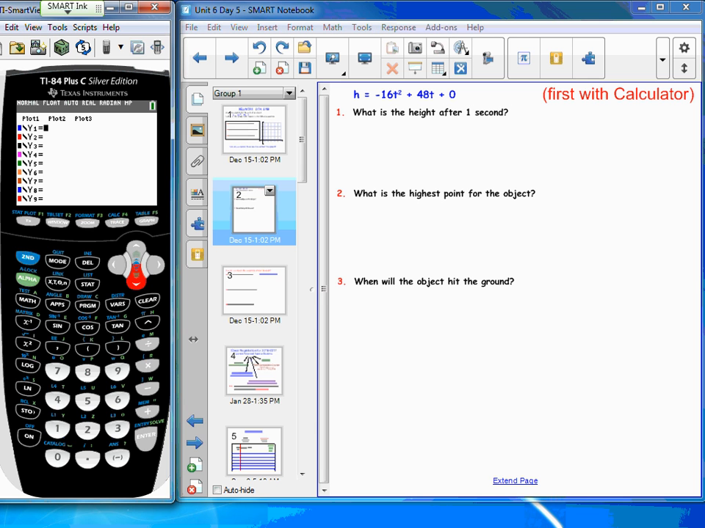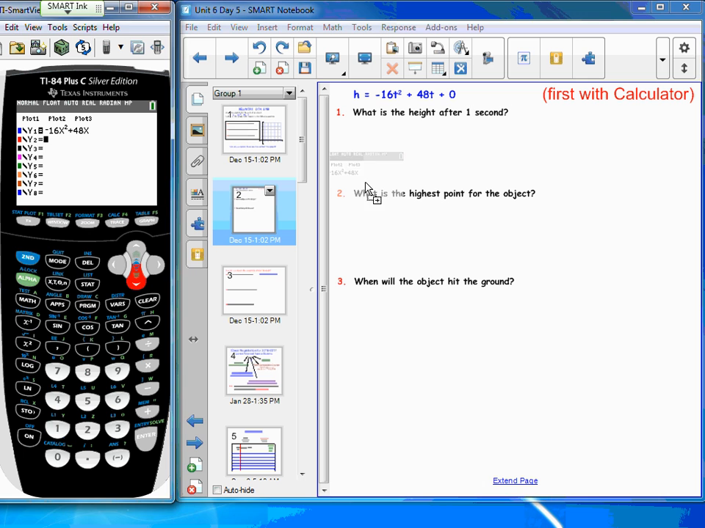All right, let's consider my original equation, negative 16t squared plus 48t plus 0, and I don't have to enter that plus 0, right? I don't have to enter that plus 0 because it looks like that's not going to have any effect on my graph. All right, so what is the height after 1 second?